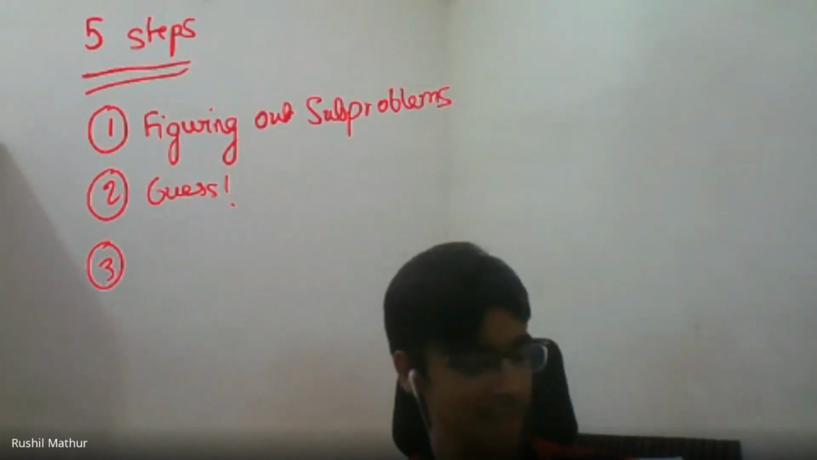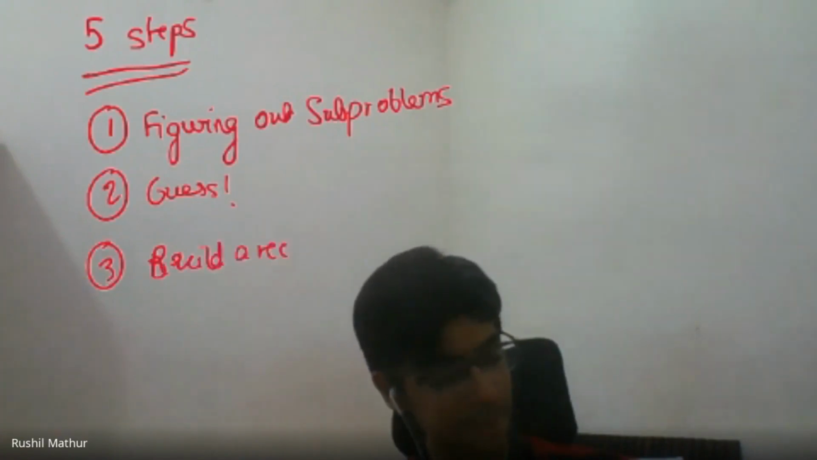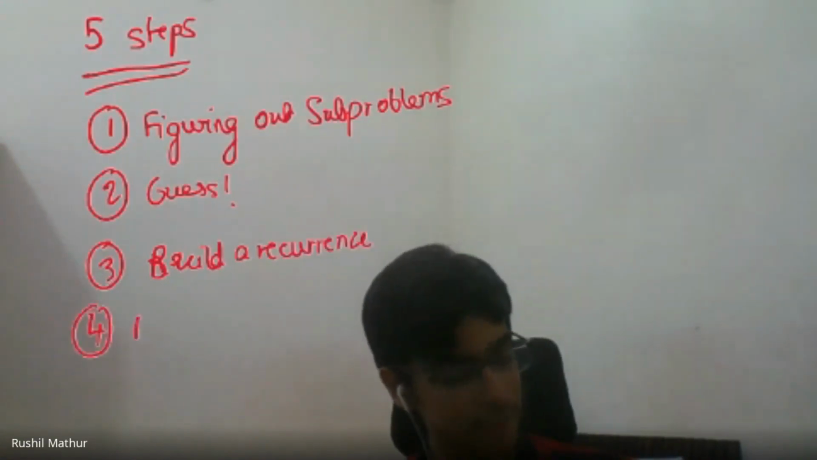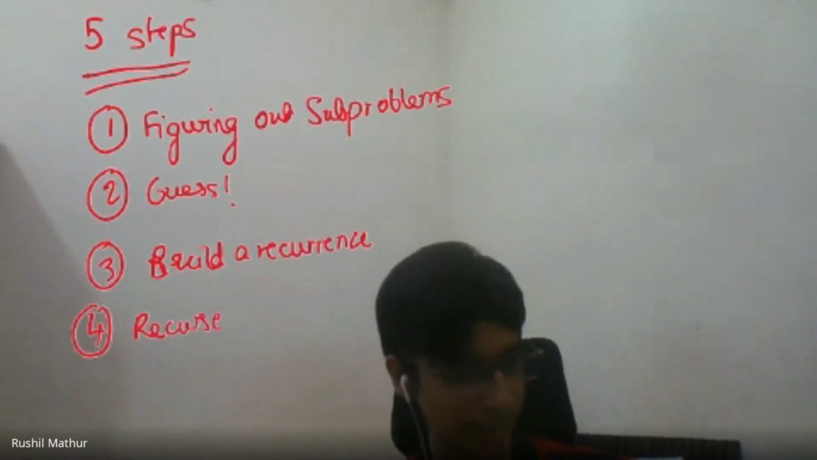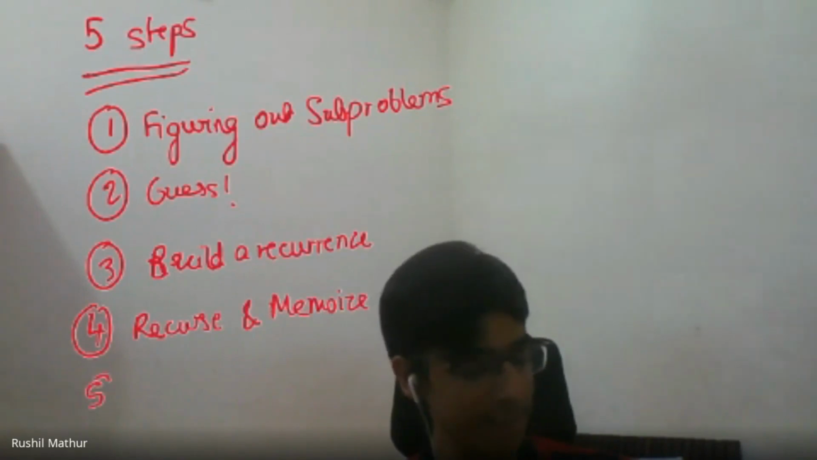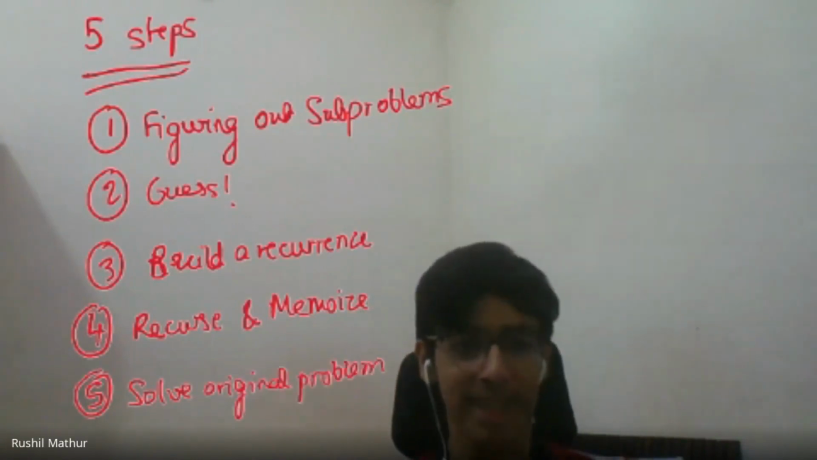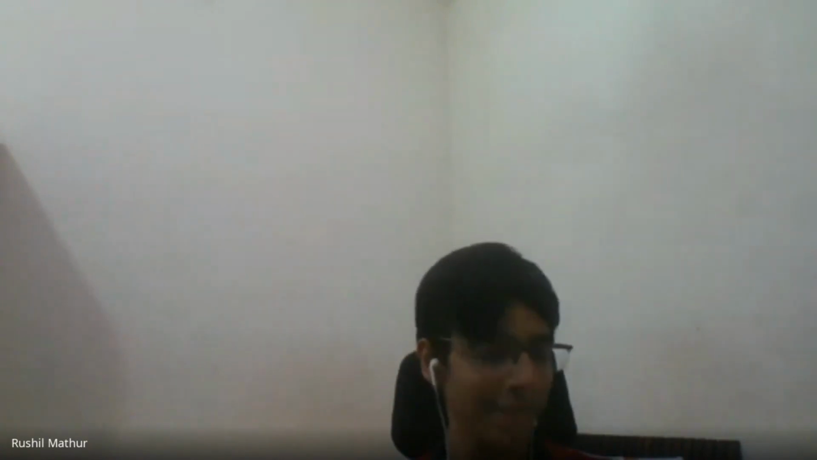The third step is to build a recurrence. The fourth step is to recurse and memoize. And the fifth step is to solve the original problem. Okay, but we'll come to where exactly we apply each of these 5 steps. For now, let's go on to a nice and sweet problem.